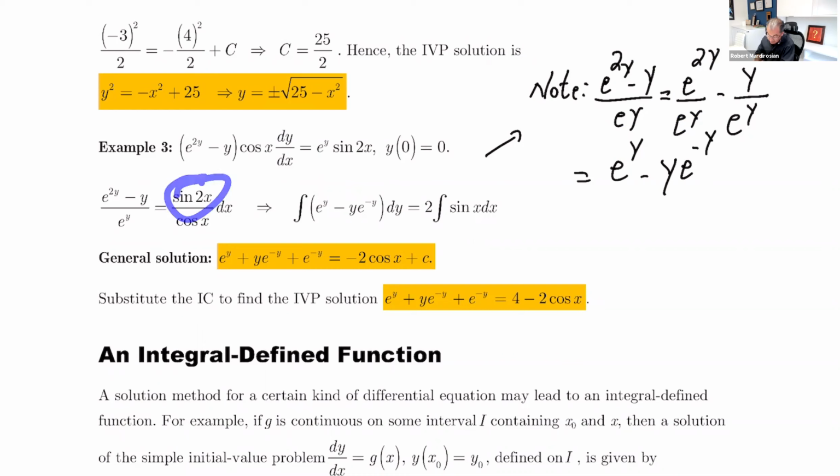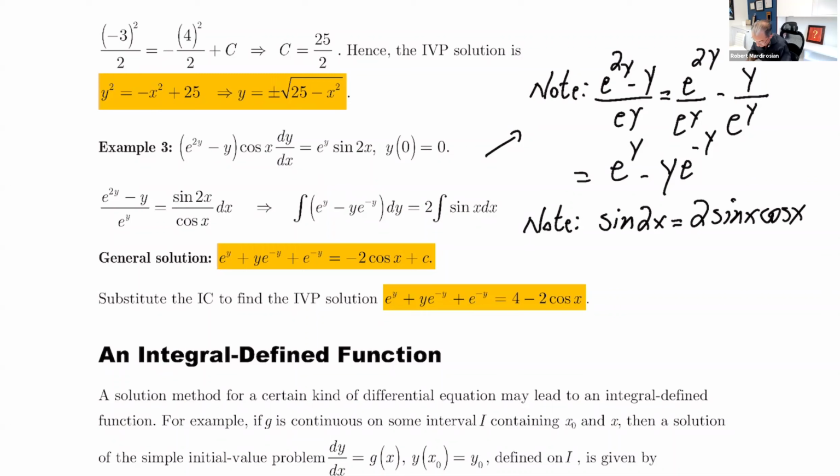On the other hand, this one, let's do another note. Sine 2x, you know from trigonometry, is 2 sine x cosine x. So if you substitute sine 2x by 2 sine x cosine x, then the cosines cancel. Let me just write it for you.